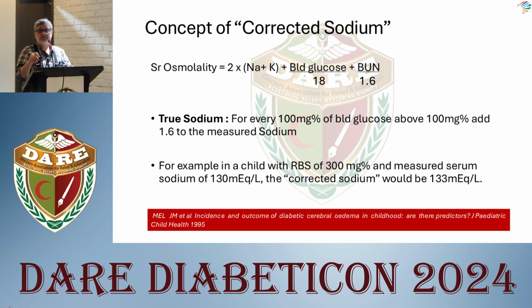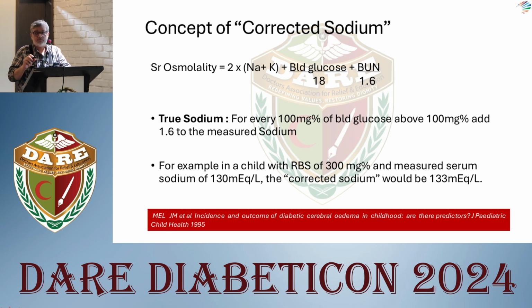And in most of the cases, initially, if there is an excess amount of sugar in the body and an excess amount of water being dragged into the circulation, there can be a spurious fall in serum sodium also. So that's why we need to correct the sodium. So how to correct the sodium? It is said that for every 100 milligram of blood sugar above 100 milligram, so you take 100 as your cutoff normal sugar, you have to add 1.6 to whatever sodium you have measured. So for example, if you have measured a random blood sugar of say 300 milligram, and your measured serum sodium was 130, your corrected sodium will be 133 milliequivalents per liter.